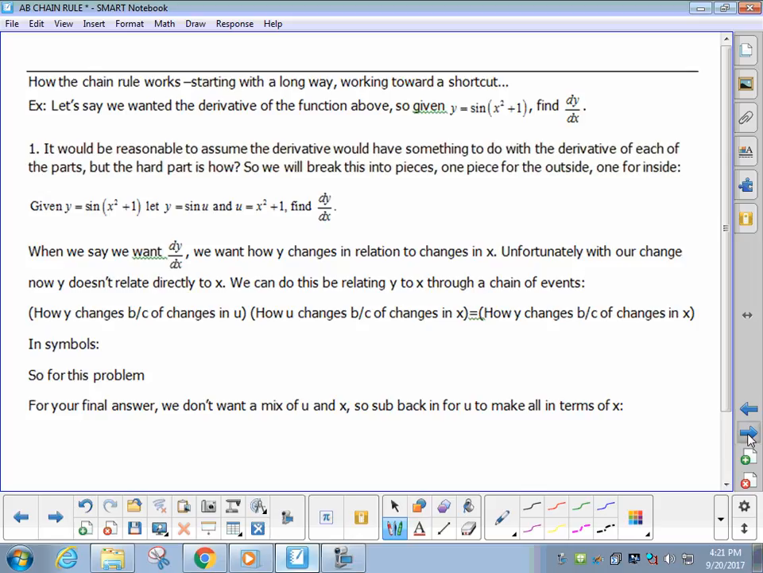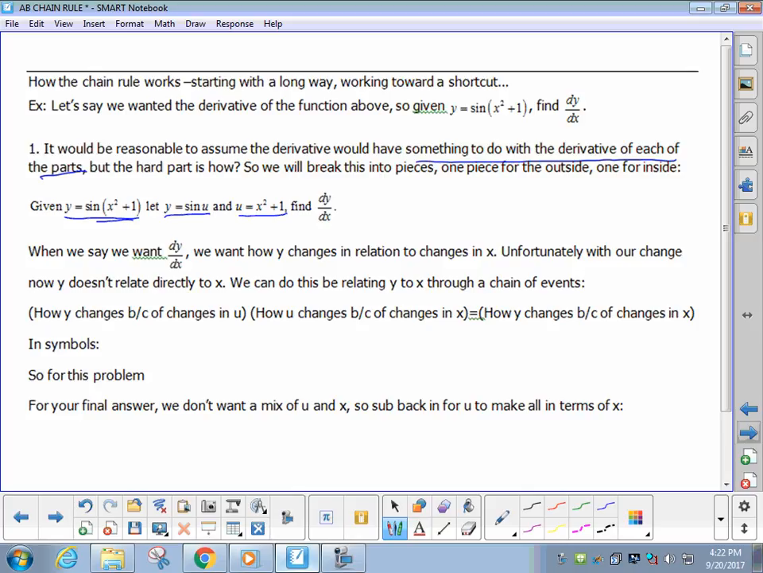It's obvious that it's going to have something to do with the derivative of each of the terms. I know it'll have something to do with sine's derivative and x squared plus 1, but how does it work with those two derivatives? It's easiest, at least the first time, to break it into pieces and see how the chain rule works before we develop a shortcut. So I'm going to take sine of x squared plus 1 and make the x squared plus 1 the inside. I'm just going to call it u and break it into sine of u, where u is x squared plus 1. And I'm going to find the derivative.